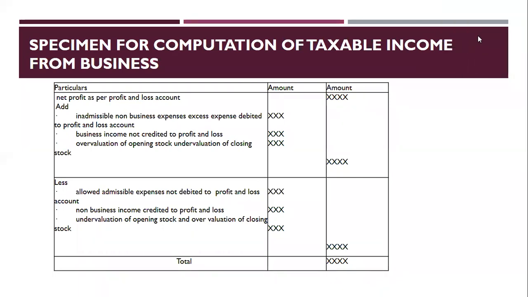Okay. So today we are going to discuss the specimen. In the last class we went through the specimen for computation of taxable income. So how can we compute that? You will be given a profit and loss account of a company. Using that, you have to find out the total taxable income of a company with the various sources of income.